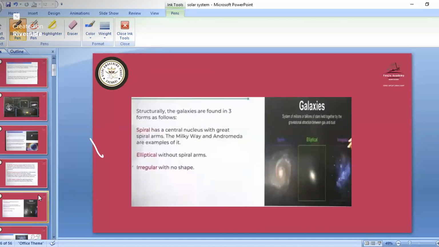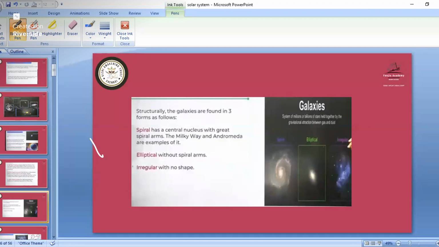Now see, galaxies are in a spiral form, or moving in elliptical orbits, and some are in irregular shape. They don't have any shape. Structurally, galaxies are found in three forms. A spiral has a central nucleus with great spiral arms. The Milky Way and Andromeda are examples of it. And there are elliptical galaxies without spiral arms. They don't have any arms and they have an elliptical shape. So they are moving in an elliptical type.